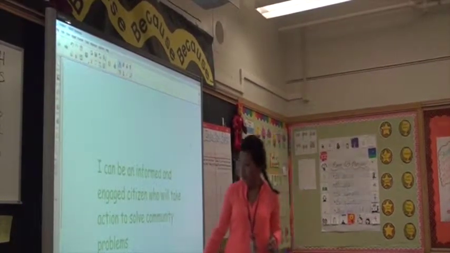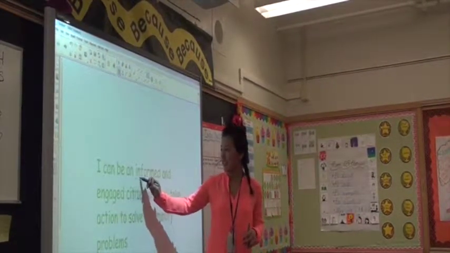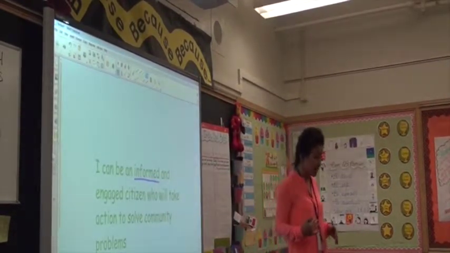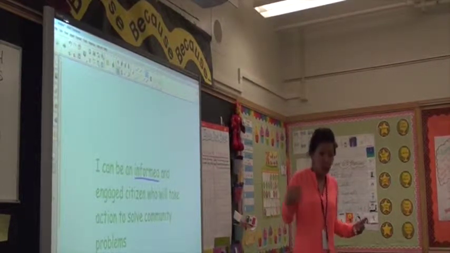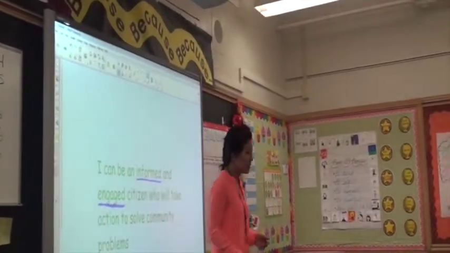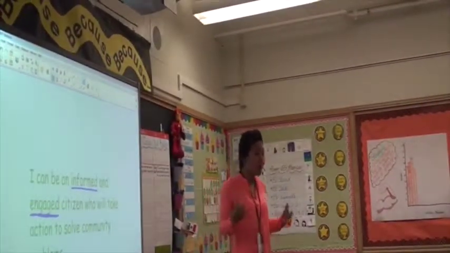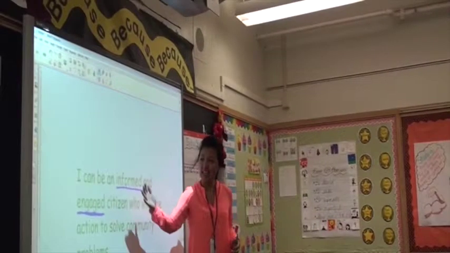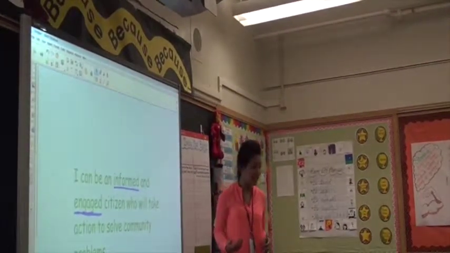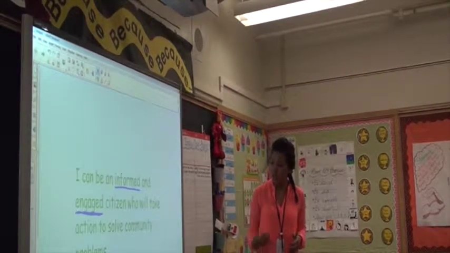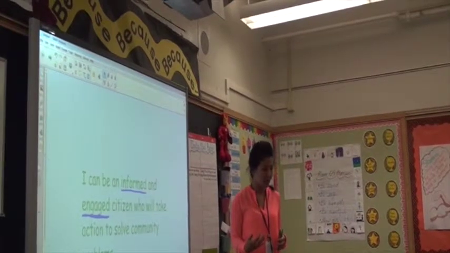There's a couple of really big words in there so far that I just want to break down. Informed just means that you know what's going on. You know different things. Engaged means that you're taking part of something. You're participating. And so our goal for today is I can be an informed and engaged citizen who will take action to solve community problems.